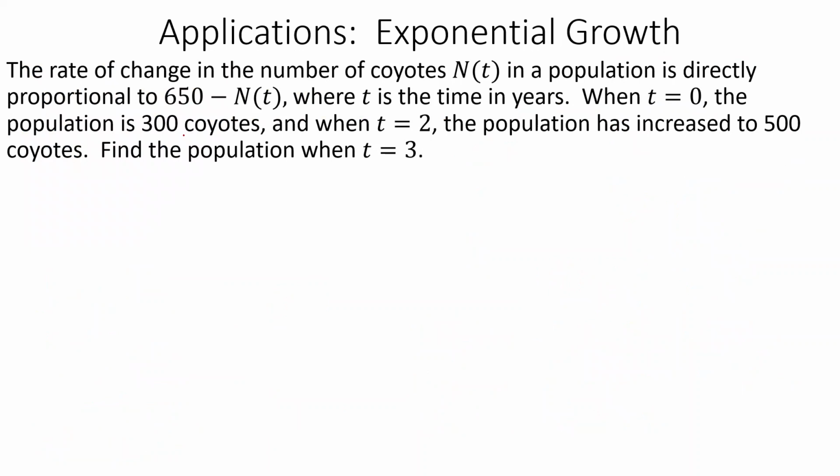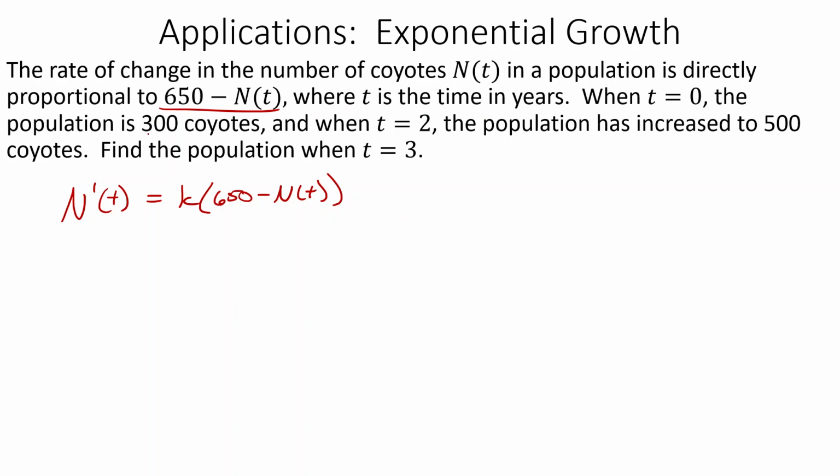All right, another application with exponential growth. The rate of change of the number of coyotes, n of t, so that means the rate of change would be n prime of t, where n of t is the number of coyotes in a population, is directly proportional, so is equal to a constant times this, 650 minus n of t. So now we have an extra number in here. We didn't have that last time we did these sort of problems, where t is the time in years.